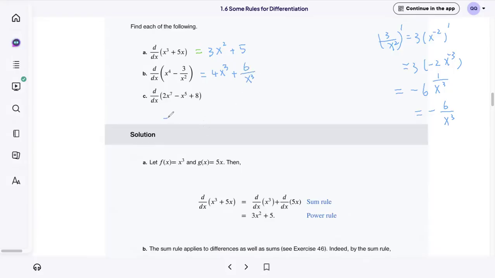Well, this one C, I can write as 2 times 7, 14, x raised by 6 minus 5, x raised by 4, plus 0. I don't really have to write it because derivative of a number is a 0.